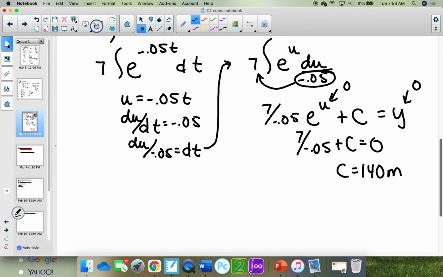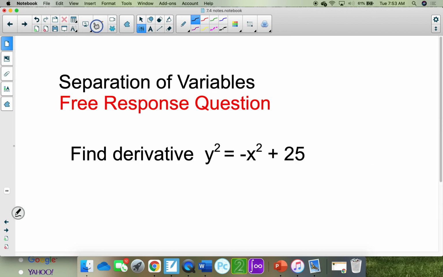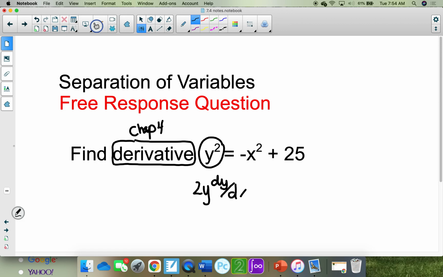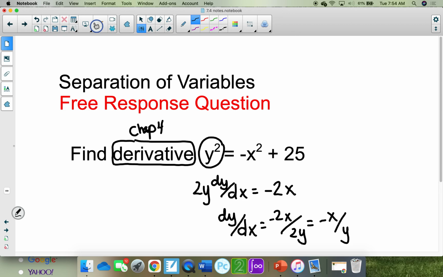Okay, now comes the last part, implicit differentiation backwards. I'm just going to bring back how to find the derivative first, and then we're going to work backwards. So let's find the derivative like we did in chapter 4. The derivative of y squared is 2y dy/dx, if you remember this from chapter 4. The derivative of negative x squared is negative 2x, and the 25 is no longer there. So now you're trying to solve for dy/dx. That's negative 2x over 2y, which ends up being negative x divided by y.